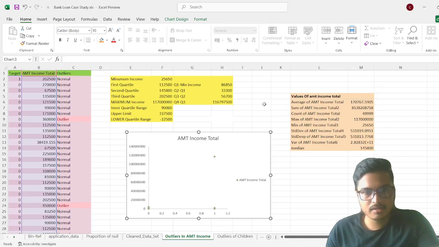So what we did again is we changed it with the average columns.